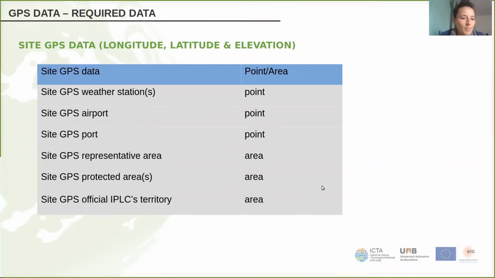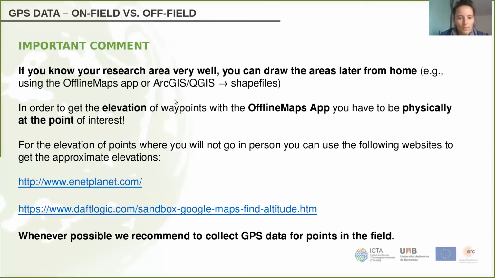So the GPS data we are asking you to collect is on the site level. As mentioned before, the position of the weather station, the position of the closest airport, the position of the closest port. David will talk about this later as well. In theory, it's about understanding the connectivity of the field site, because some of our field sites are very remote.